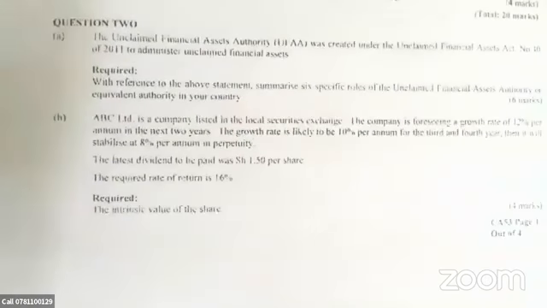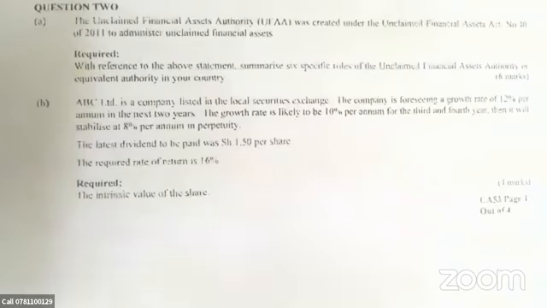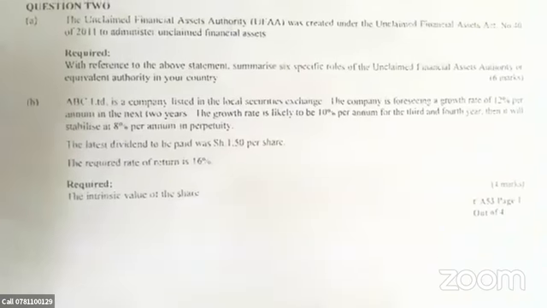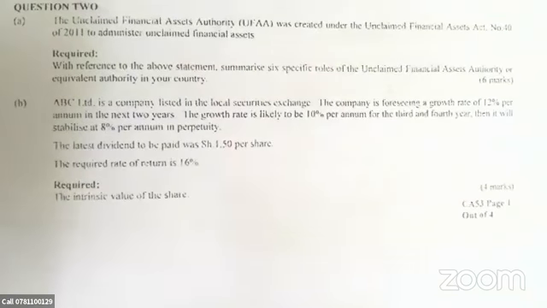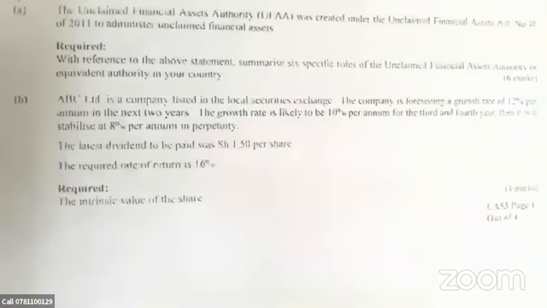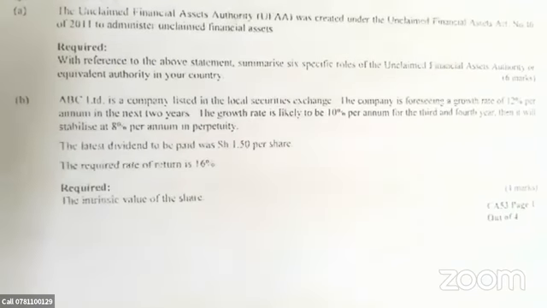We are told that ABC Limited is a company listed on the local security exchange. The company is foreseeing a growth rate of 12% per annum in the next 2 years. The growth rate is likely to be 10% per annum for the third and the fourth year. Then it will stabilize at 8% per annum in perpetuity. The latest dividend to be paid was 1.5 per share. The required rate of return is 16%. Required: the intrinsic value of the share.